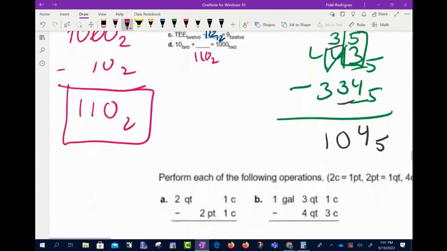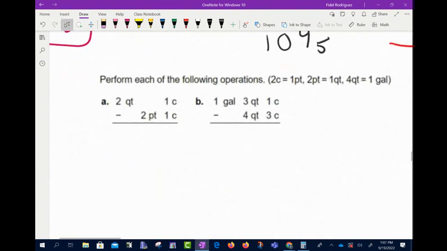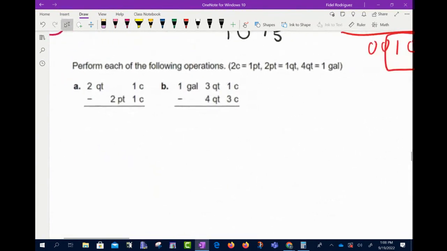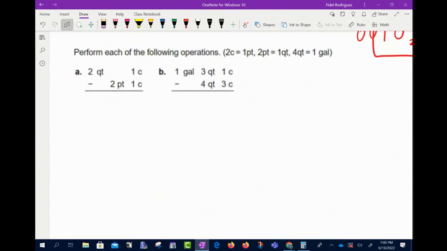Okay, so now let me go ahead and scroll down to the next problem that we got here. We got a couple of parts here. And it says, perform each of the following operations. Okay, so look what they tell me. They give me some information here, y'all, and it says, 2 cups is 1 pint, 2 pints is 1 quart, and 4 quarts is 1 gallon.